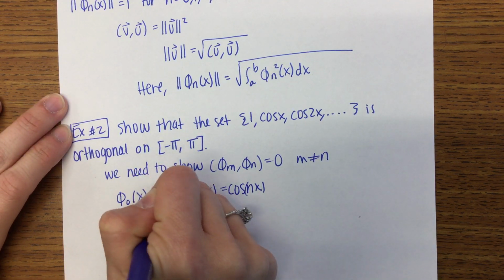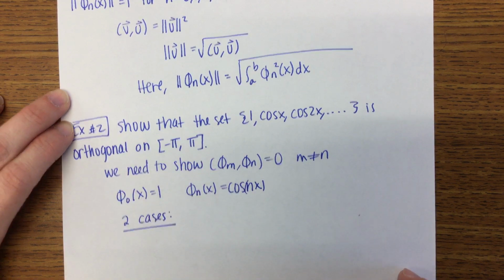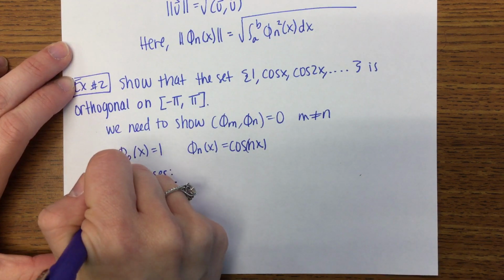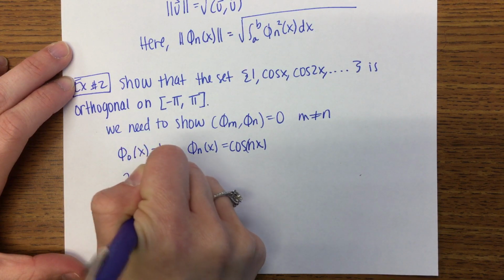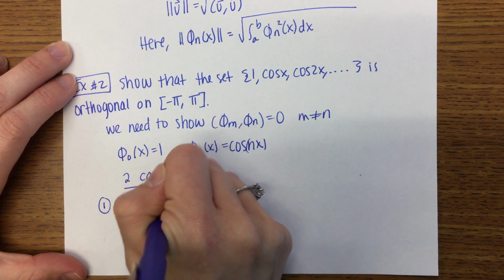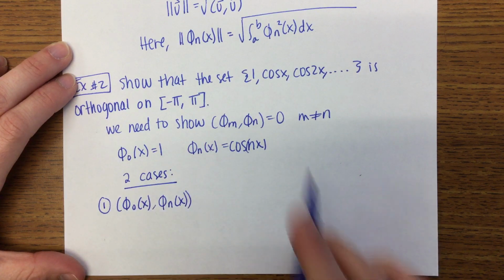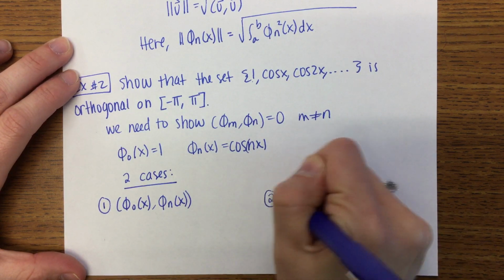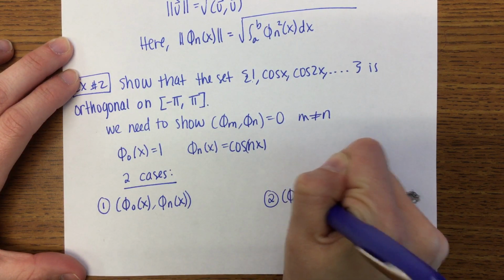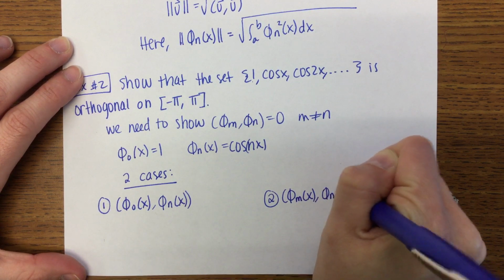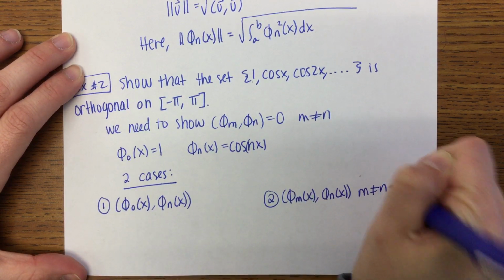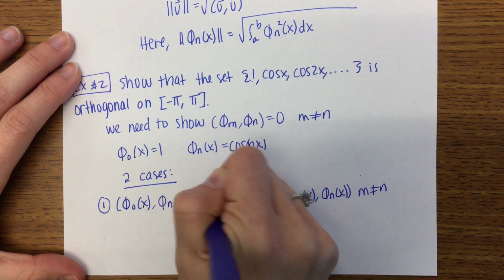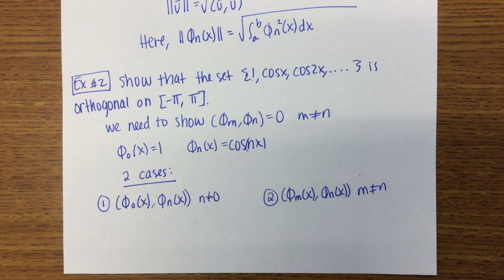So ultimately then, two different cases arise. First case we need to consider is if we choose that first function and then another one. So if we choose 1 and any one of the cosines. Second case that we need to consider is when we choose 2 of the cosines. We could also just be able to do the one case where n is equal to 0 because the cosine of 0 is just 1.